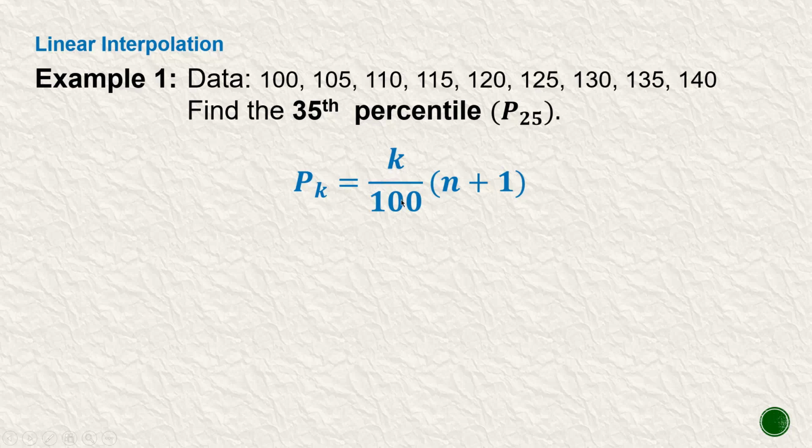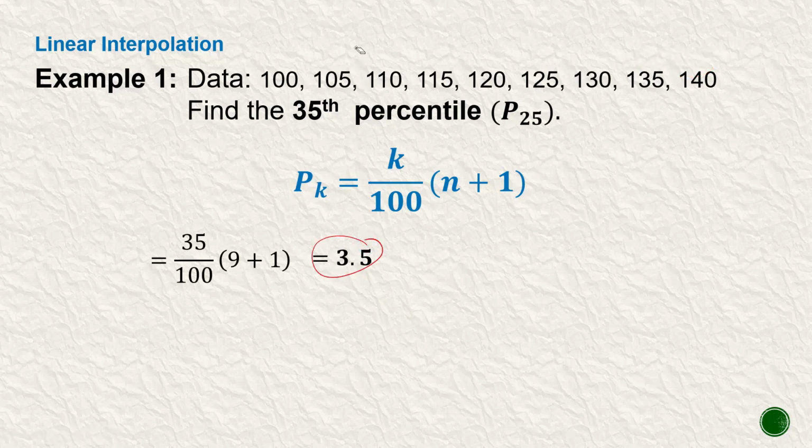So here we have k over 100 times n plus 1. K is what is being asked. That's number 35 in this problem. We need to find the 35th percentile, so that's the k, the 35th. And then the n is the number of data that we have. If we count the number of data, we have 1, 2, 3, 4, 5, 6, 7, 8, 9. So our n is equal to 9. Using the formula, we just need to substitute that 35 and 9 here, and the answer is going to be 3.5. So 3.5, that means we really need to do some interpolation.